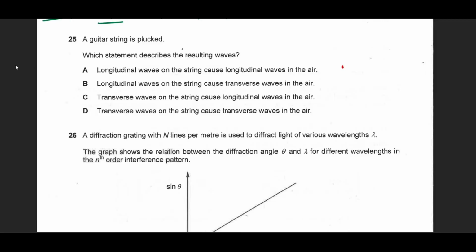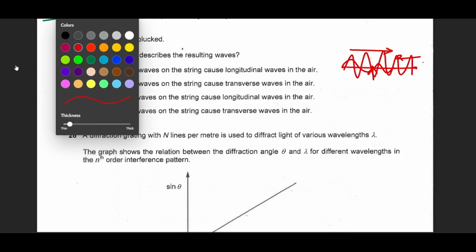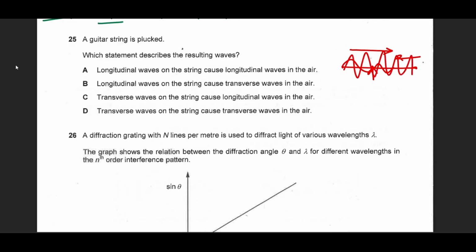So if this is the string between 2 points on a guitar, you pluck it from a certain point, it will be a transverse wave, right? So a transverse wave goes to this point, gets reflected back, and there will be a stationary wave set up between the 2 points. That is how stationary waves work. So it starts with a transverse wave, which causes a longitudinal wave because that is sound, right? So option C will be the right answer.